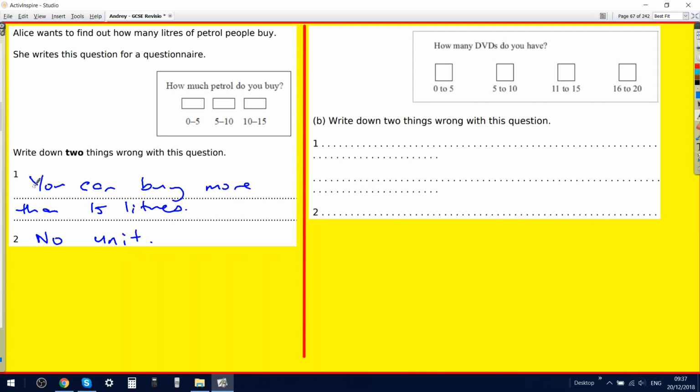So in general, you can say no unit in the response boxes. For the one thing, you can say the responses are not exhaustive. It means they don't have all possibilities. For example, 16. The short way, and it's in the mark schemes, is they just write down not exhaustive.